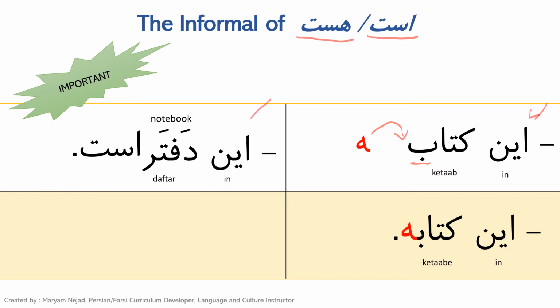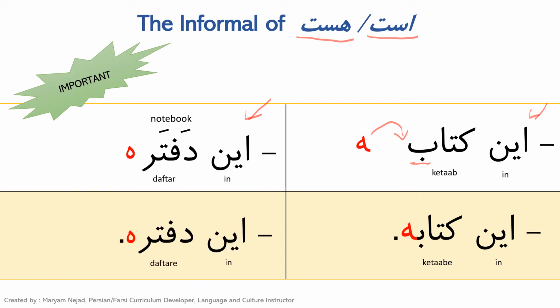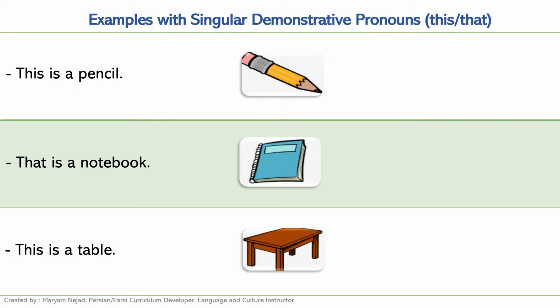Or another example, in daftar ast, we drop the ast part and then it needs to be replaced by a detached silent he. So in daftar ast becomes in daftare. This is very important to learn because it is widely used in the colloquial language. Now let's take a look at a few examples.